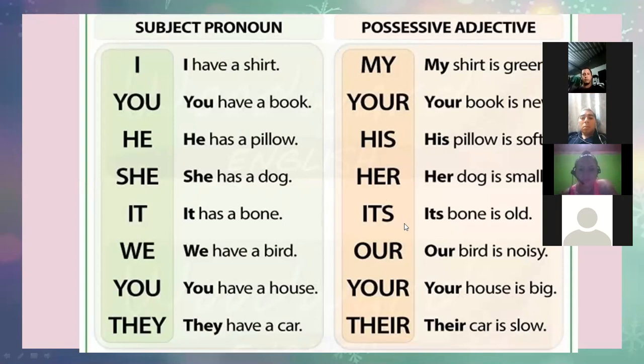Look, no apostrophe. We, our. You, your. And they, their. So it depends on the subject, the possessive adjective you're going to use. Okay? So, what is the possessive adjective for I? My. Very good.